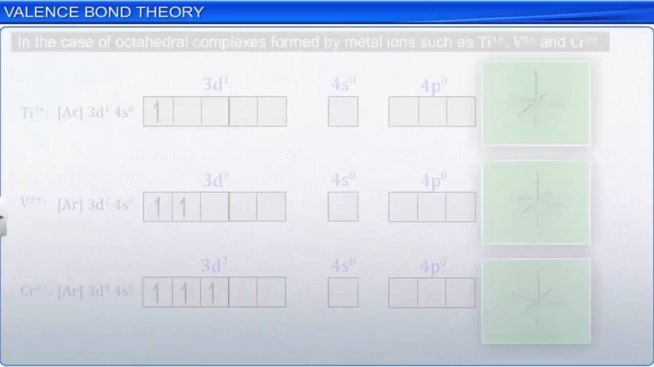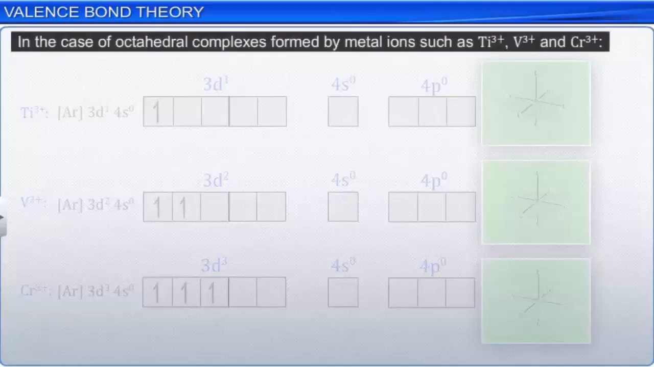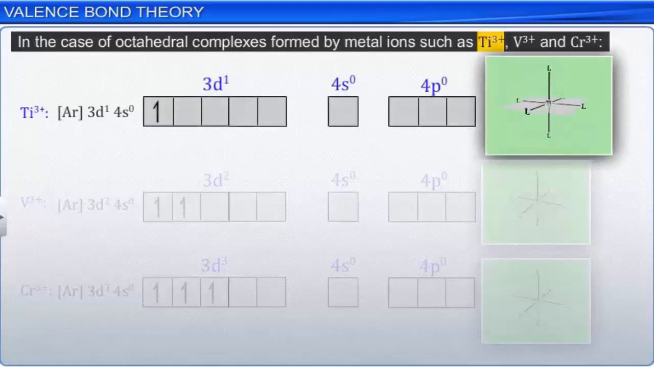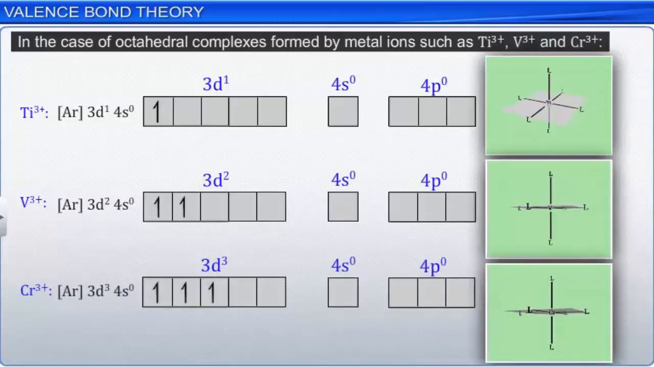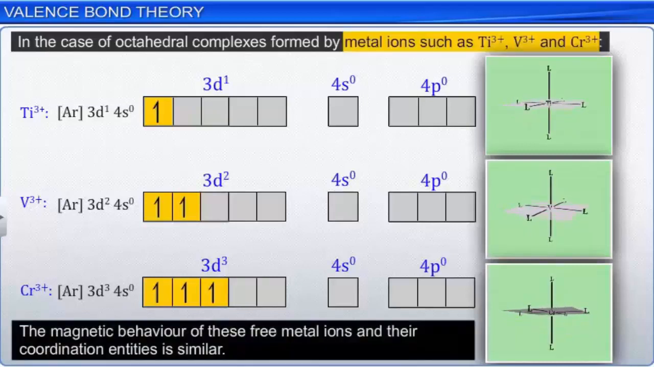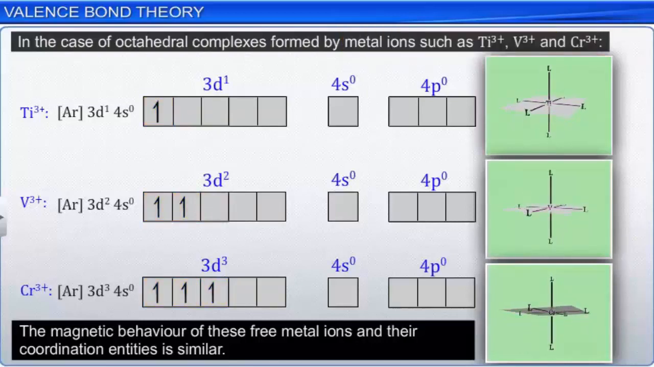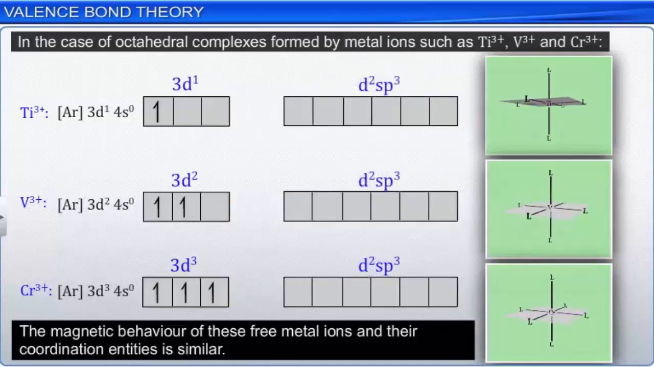However, note that in the case of octahedral complexes formed by metal ions such as titanium 3+, vanadium 3+, and chromium 3+, which have 1, 2, and 3 unpaired electrons, the magnetic behavior of these free metal ions and their coordination entities is similar. As you can see, in these ions, there are 2 vacant d orbitals available for octahedral hybridization with 4s and 4p orbitals. Thus, these octahedral complexes are always paramagnetic in nature.